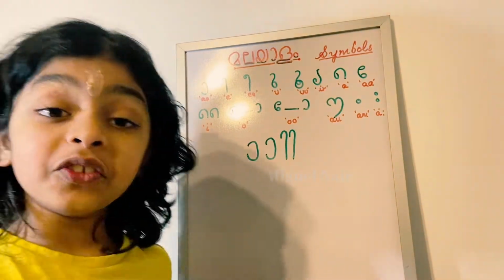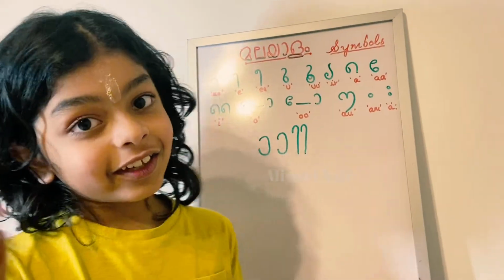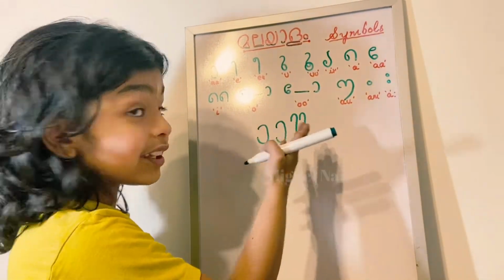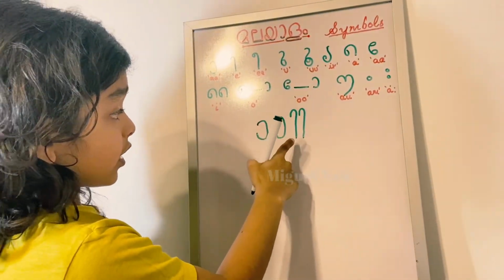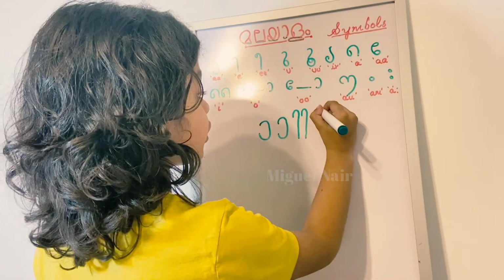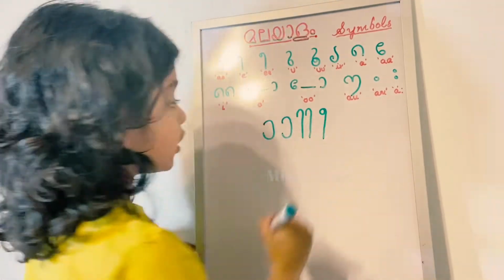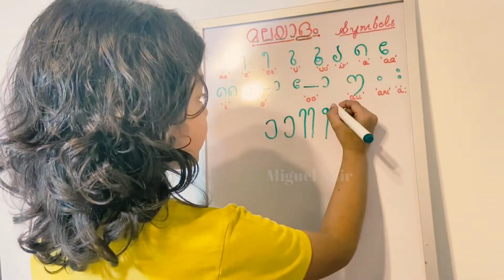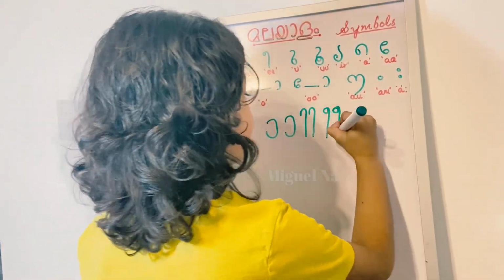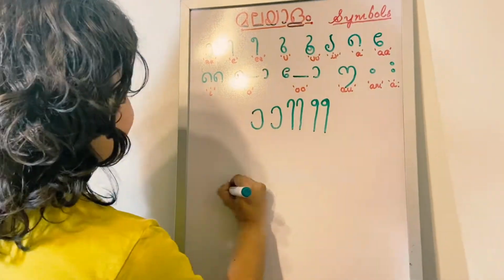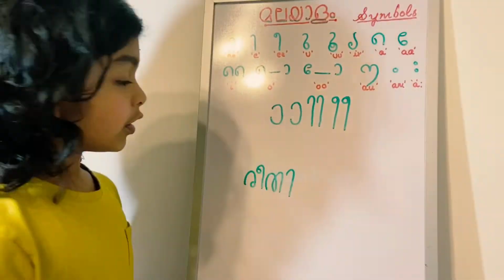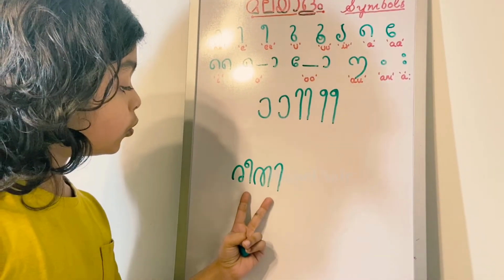Okay, what was it next again? Oh yes, it was E. E is very simple. It's very close to E, only it has a circle at the start. You just have to put a loop there. That's how you write it again. What word do we use E in? I know, Riti, which means way. Let me just show you how to write it. So, as you can see, we used two symbols again.